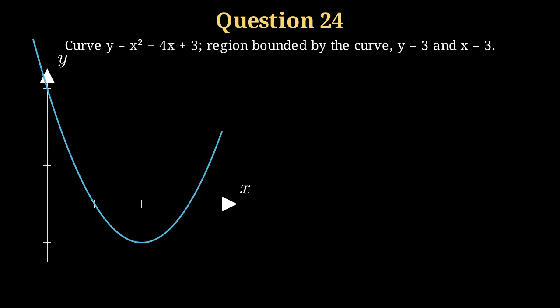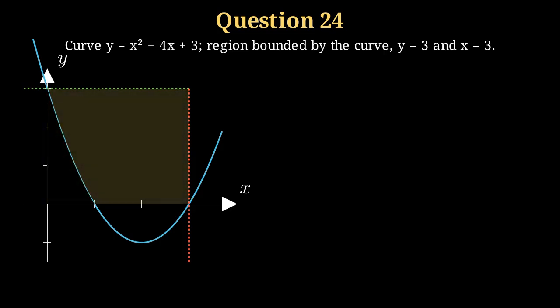We have the curve y equals x squared minus 4x plus 3. It cuts the y-axis at 3 and the x-axis at x equals 1 and x equals 3. The shaded region is bounded above by the line y equals 3, on the right by the line x equals 3, and by the curve itself.